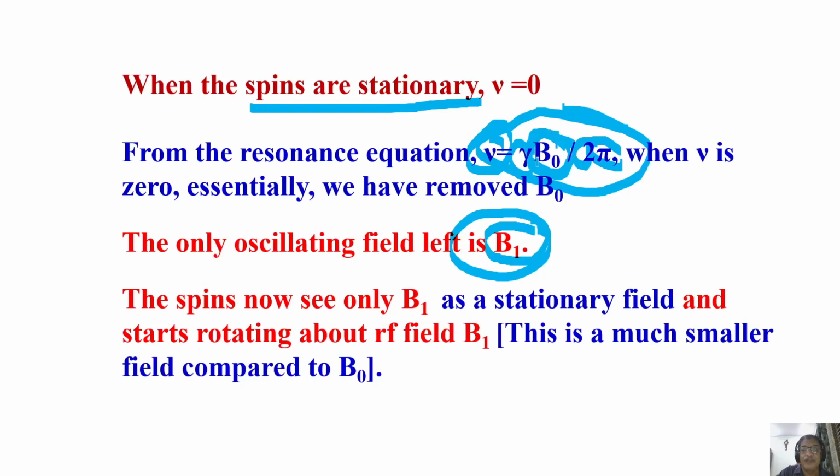Whereas the same thing for B naught, if you express it in frequency, is 500 megahertz to 1000 megahertz. Remember, 500 megahertz against 30 kilohertz is the difference. It is a very small field we apply. The B1 field is smaller than the main magnetic field by several orders, at least 10 to the power 6. So spins now see only B1 as a stationary field, not B naught. The spin sees B1 as the external field applied as a stationary field and starts rotating around B1.